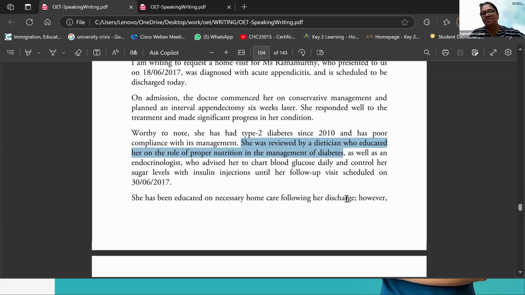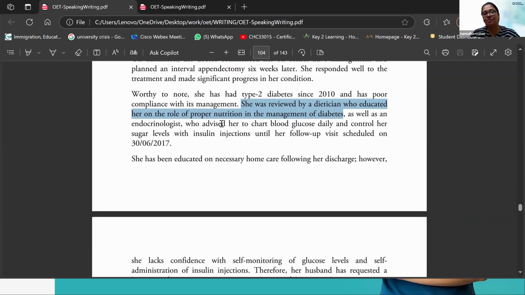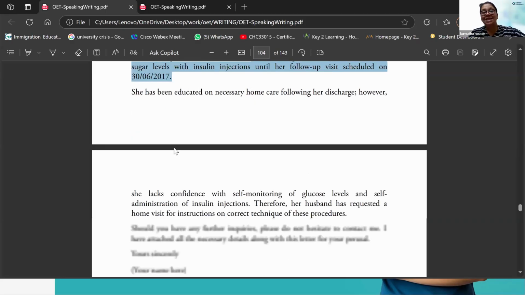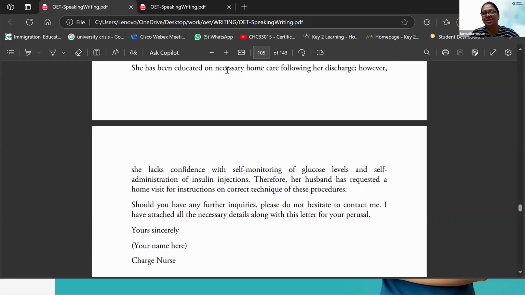Then, as well as an endocrinologist who advised her to chart blood glucose daily and control her sugar levels with insulin injection until her follow-up scheduled on 30/6/2017. The last para, she has been educated on, this becomes important. This is where you elaborate what you have stated in the first paragraph. Now, in the first paragraph, you state that you're requesting a home visit. The question why is answered in the last paragraph.